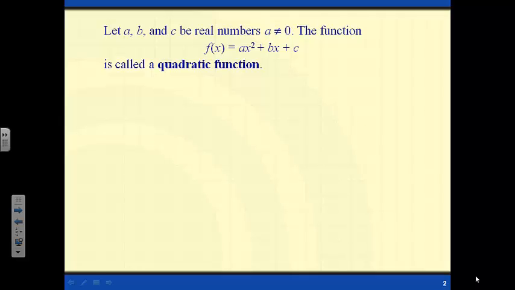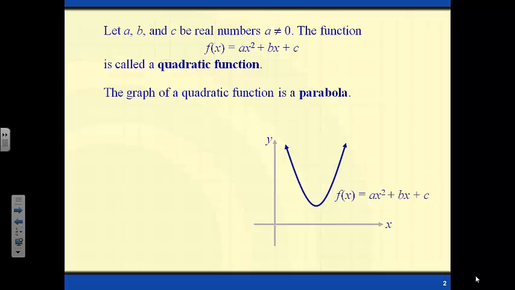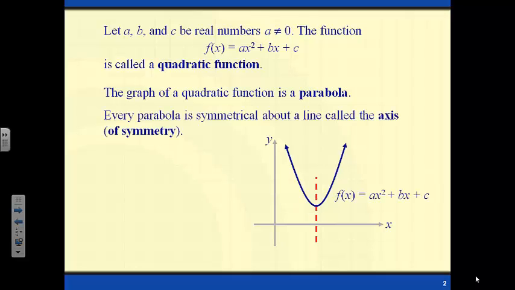So first, what is a quadratic function? A quadratic function is defined by this formula, f of x equals ax squared plus bx plus c. Now, the graph of a quadratic function, as you all know, is always a parabola.